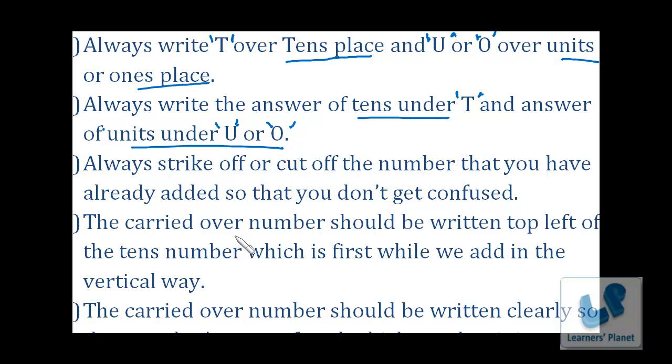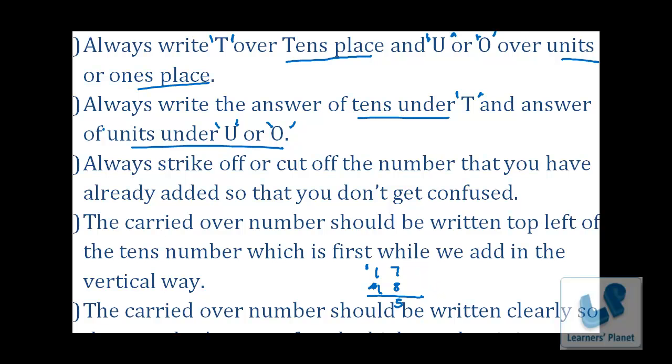The carried over number should be written top left of the tens number, which is first, while we add in the vertical way. I'll give you an example. Suppose it's 17 and 18. So it will be 15 and 1 carried over. It should be written over here, not over here. It should be written over here. But this follows only in the vertical way, because in horizontal way it doesn't matter.